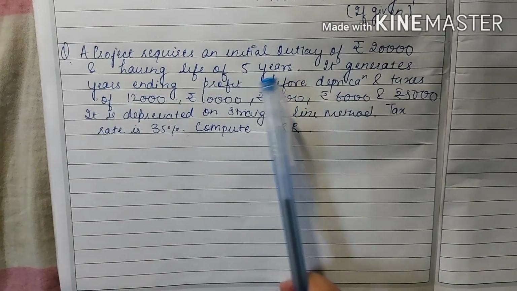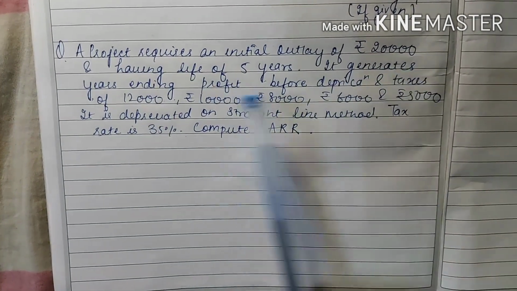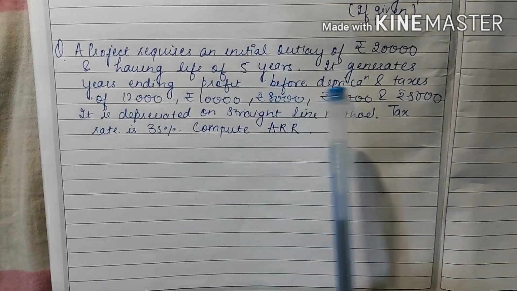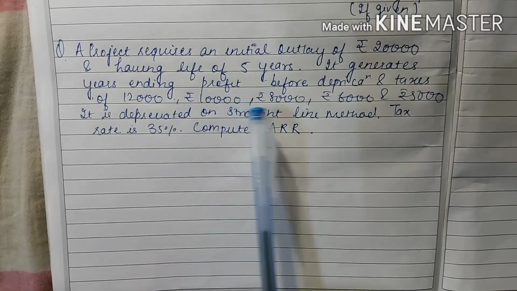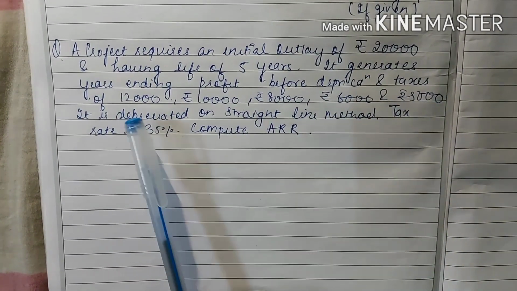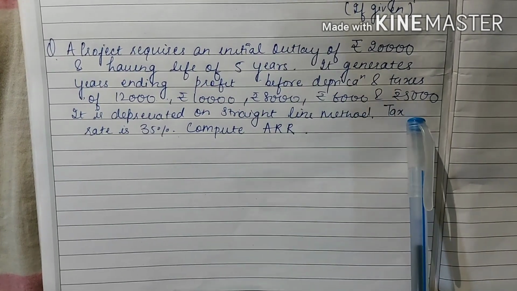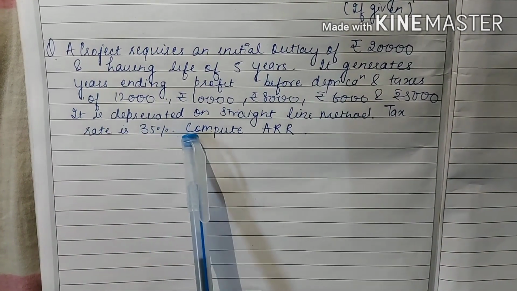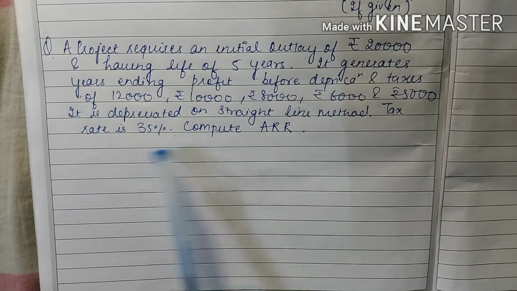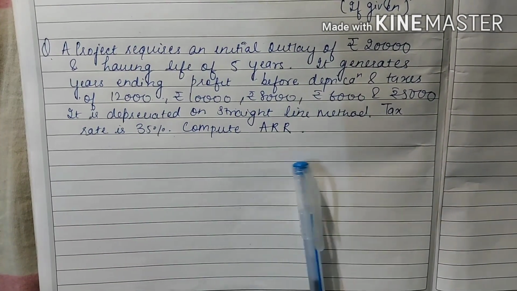A project requires an initial outlay of Rs 20,000 and has a life of 5 years. It generates year-ending profit before depreciation and taxes of Rs 12,000, Rs 10,000, Rs 8,000, Rs 6,000 and Rs 5,000. It is depreciated on the straight line method. Tax rate is 35%. Compute ARR.